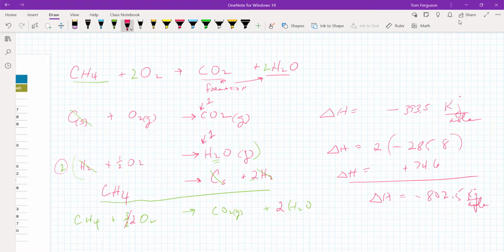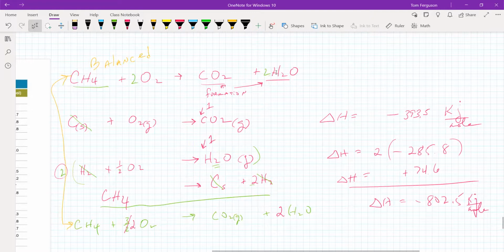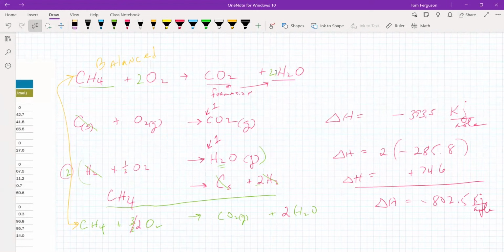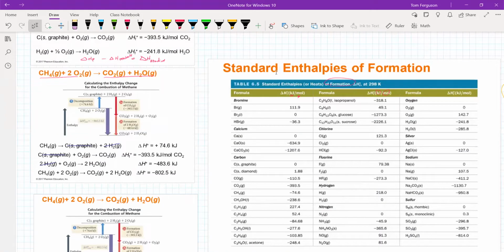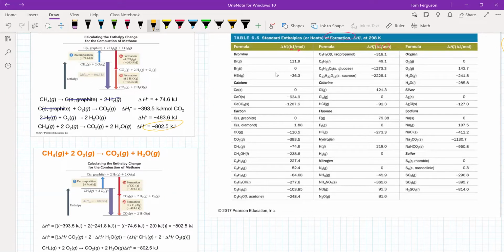Now these can be tricky at first because there's a lot of reaction going on, and we're actually adding them up algebraically so that this matches. Balanced equations match. And we get the same thing.